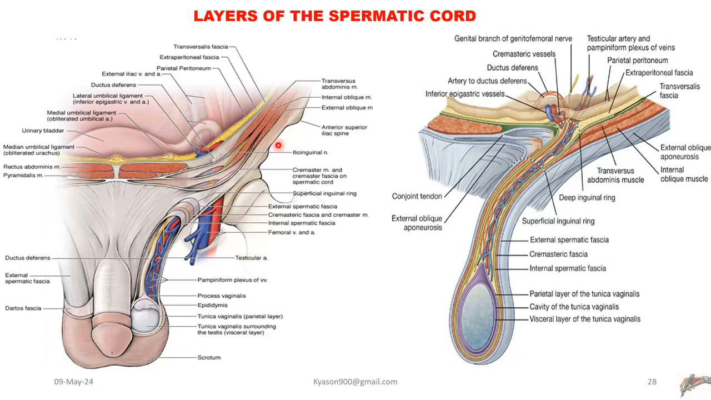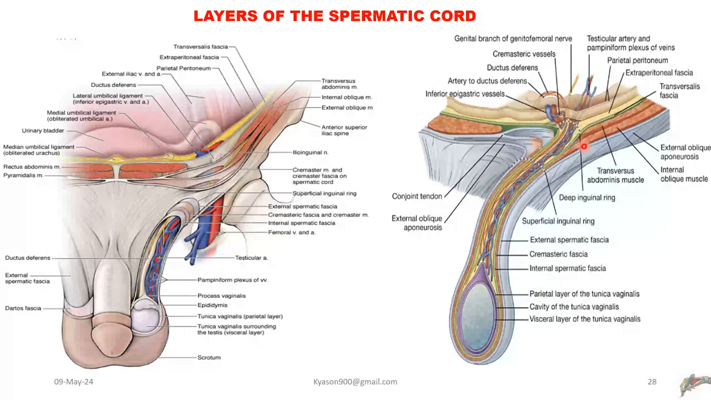So to be specific, the external oblique muscle and its aponeurosis will contribute to what we call the external spermatic fascia, which will be the external layer of the spermatic cord. Of course, there is skin and some fat, but beneath that, we have the external spermatic fascia, which is a continuation of the external oblique muscle aponeurosis, as you can see. Then deep to that, we have what we call the cremasteric fascia and muscle. These are going to be extensions of the internal oblique muscle.